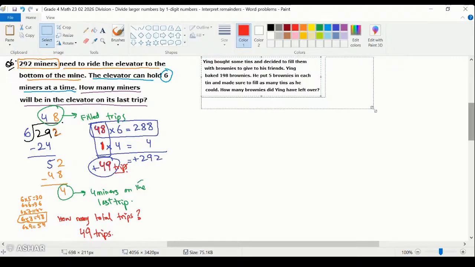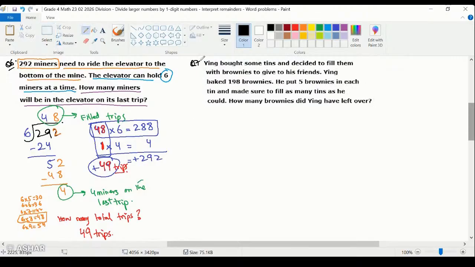Just a moment, please. Let this be our question number 7. He bought empty tins, decided to fill with brownies to give it to his friend. Ying baked 198 brownies. In each tin, he puts 5 brownies, right? And he wants to fill as many tins as he could. So how many brownies did Ying have left? So what we do is 198 is to be divided by brownies per tin. There were 5 brownies per tin. 1 cannot be divided by 5. 3 times 15. Agreed?